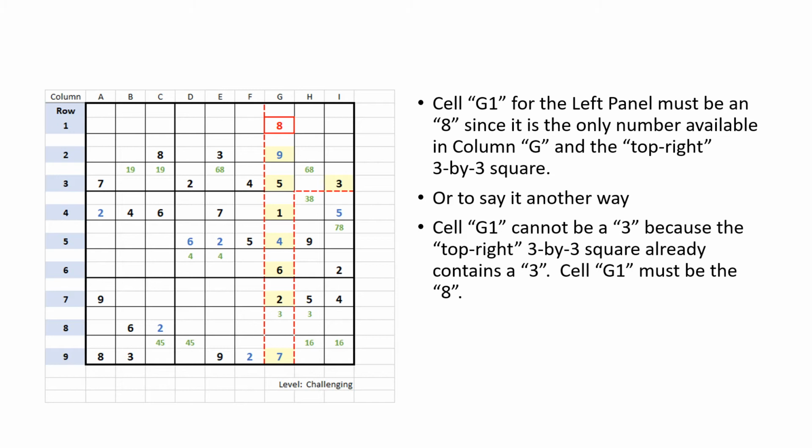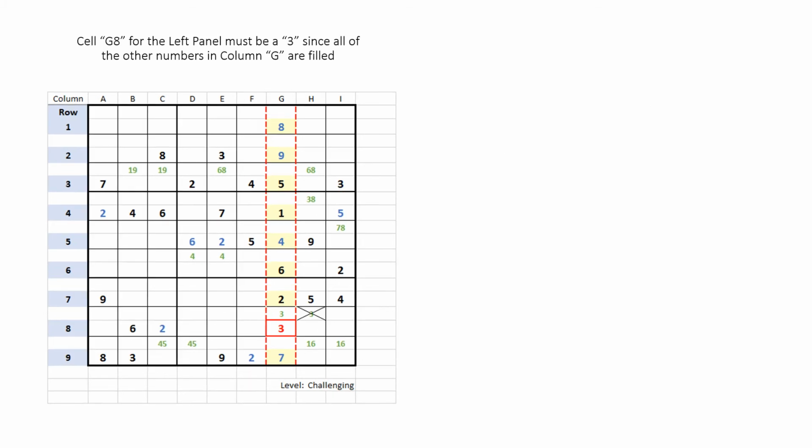and the top right 3x3 square. Or another way to say it, cell G1 cannot be a 3 because the top right 3x3 square already contains a 3. Cell G1 must be the 8. Cell G8 for the left panel must be a 3, since all of the other numbers in column G are filled.